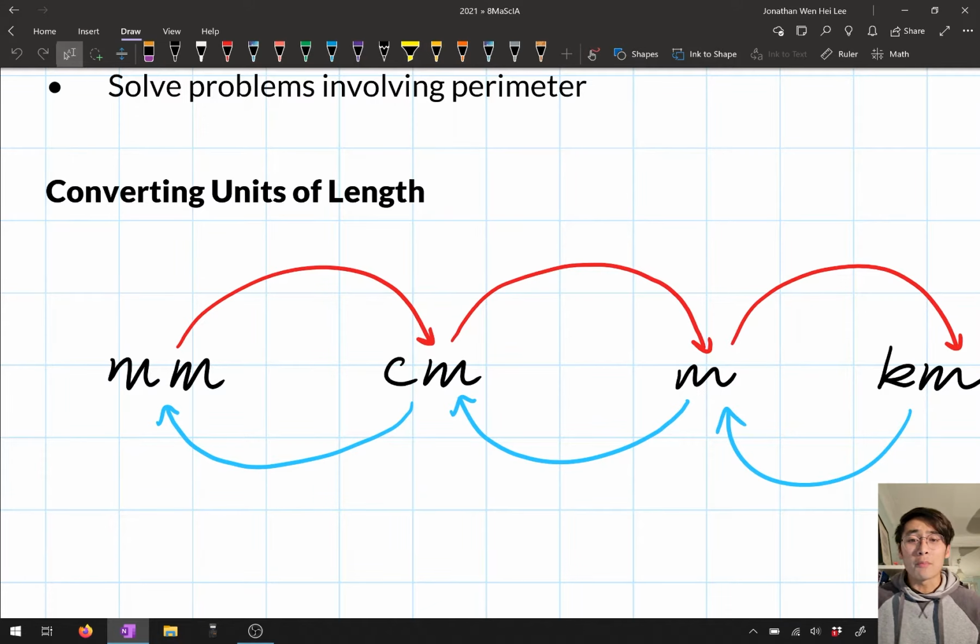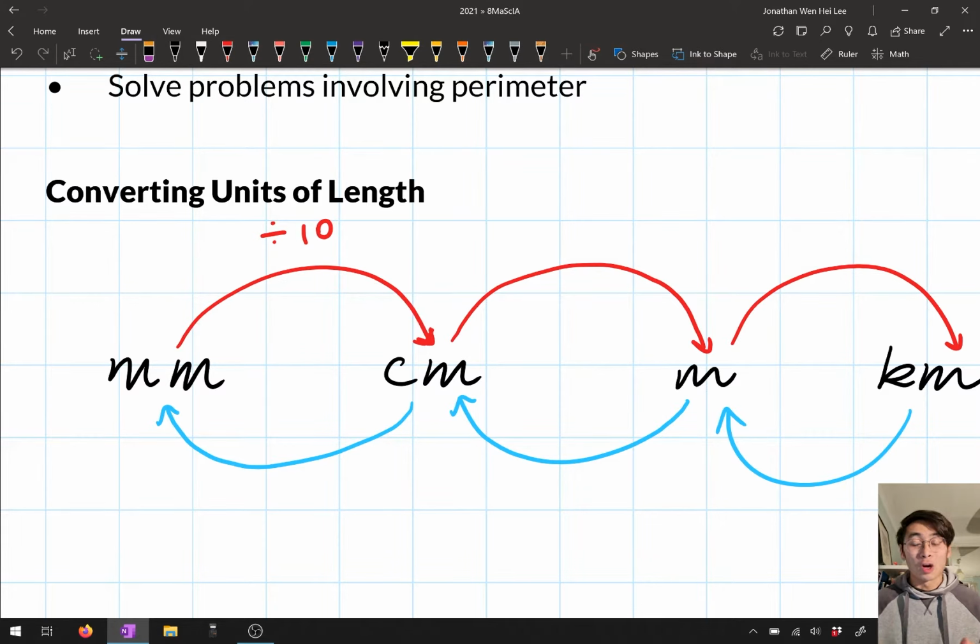Now, if you have a measurement in millimeters and you want to convert it into centimeters, it's the same measurement, but you just want to rewrite it in centimeters. What we do is we divide by 10, because if you remember, 1 centimeter has 10 millimeters, which is why we need to divide by 10. So this arrow is telling me I'm going from millimeters to centimeters, and I divide by 10.